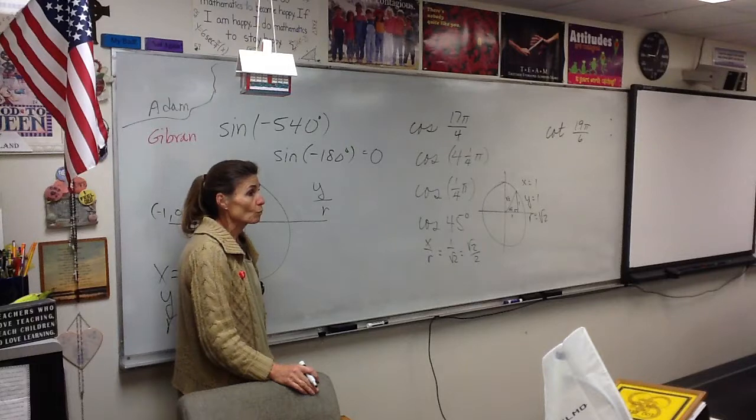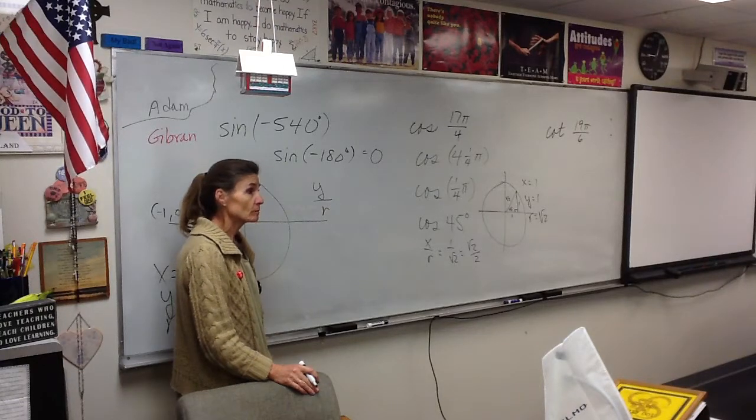Wait, so when you get from 17 pi over 4 to 45 degrees, how did that work? Pi is 180, so 1/4 of 180.